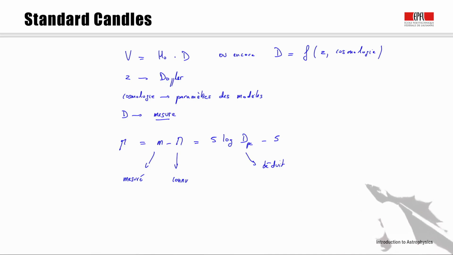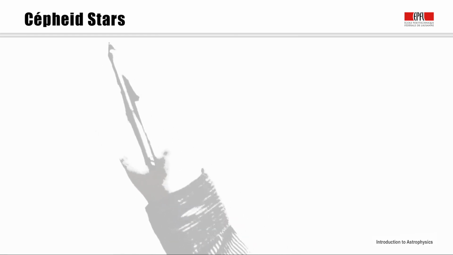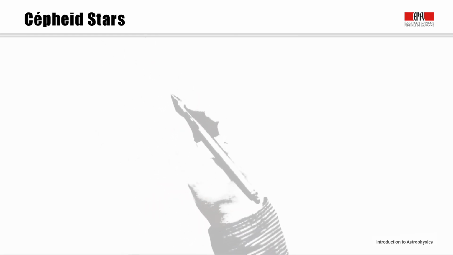The standard candle method is extremely simple. We use the distance modulus. We measure it by measuring the apparent magnitude of a celestial body, of which we know also the absolute magnitude, and we get the distance. There are a series of objects which we can consider as standard candles. The most famous are the Cepheid stars, and we will also see the supernovae.